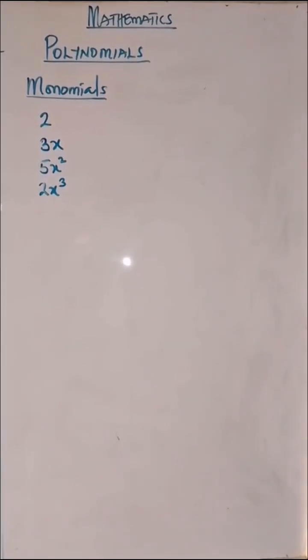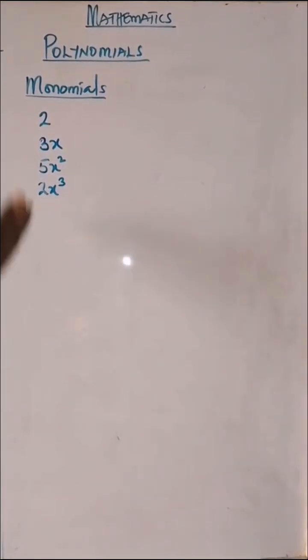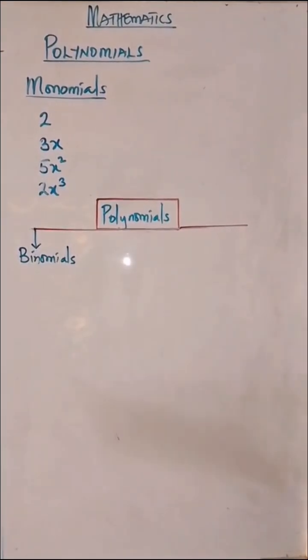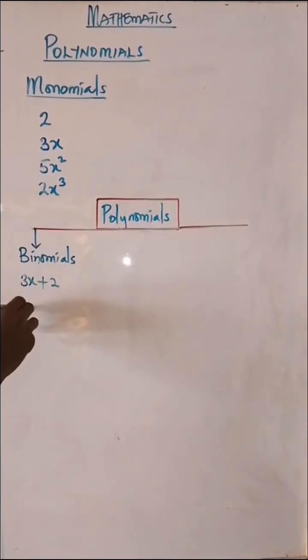Now the question is, what are polynomials? When you combine at least 2 monomials, we get what we call polynomials. When 2 monomials are combined, they are called polynomials. The first part is binomials. From the word, bi means 2. If you combine 2 of any monomials, we get a binomial. For example, if we add 2 and 3x together, we start with 3x plus 2. This is a binomial.